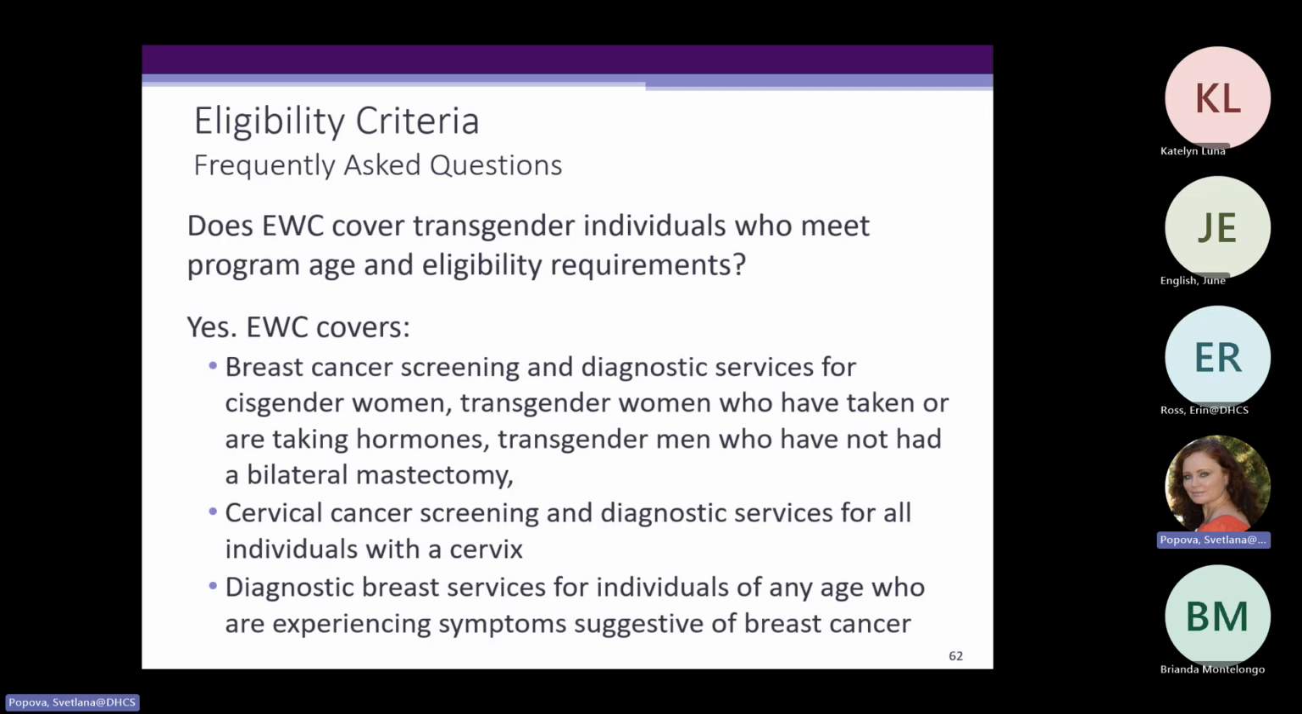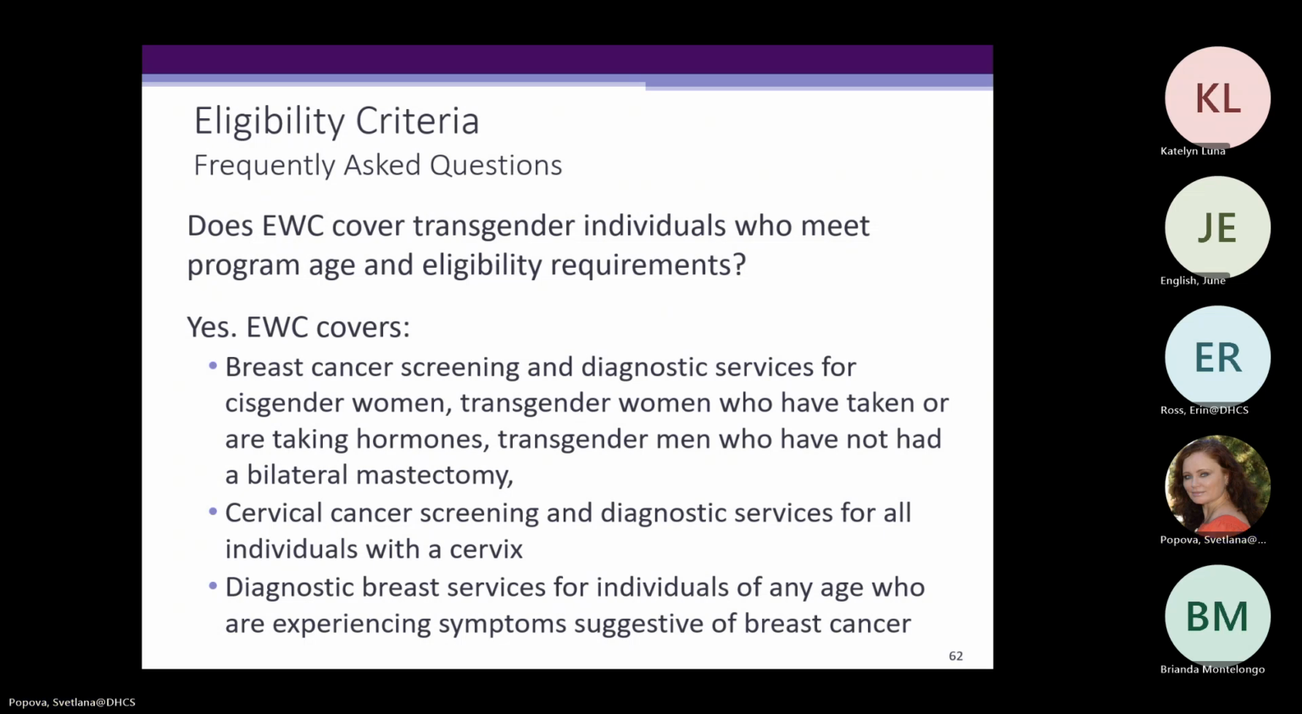So, do we cover transgender individuals? Absolutely, yes. Let's talk about it a little bit, and please stop me if you need more clarification. We cover breast cancer screening and diagnostic services for cisgender women, meaning women who were born as women and consider themselves women. Transgender women are those who were born male and consider themselves women. We cover the services if these people have taken hormones.